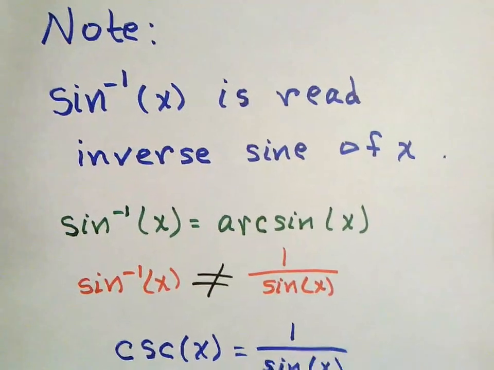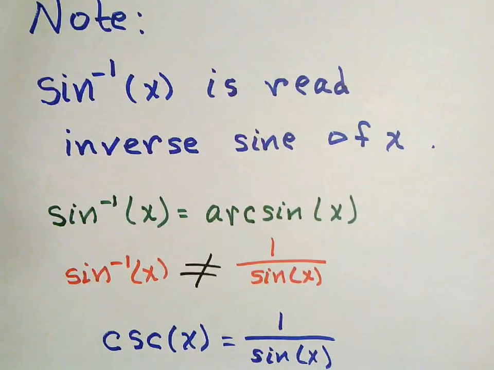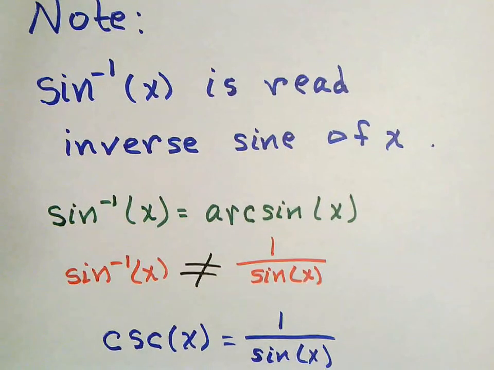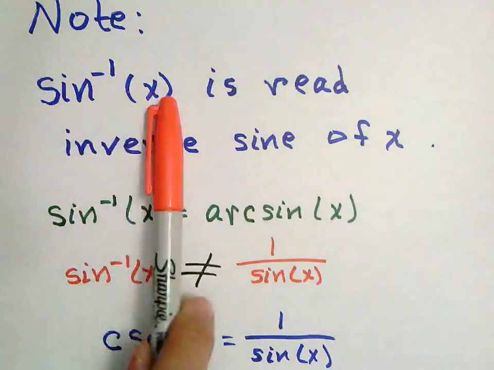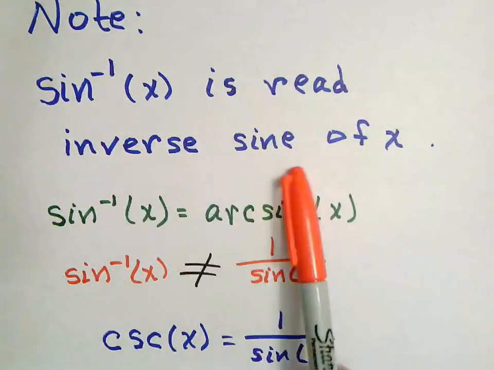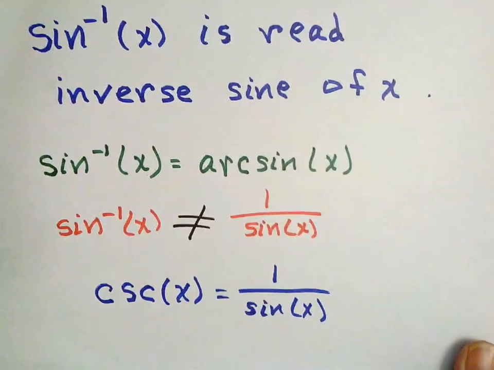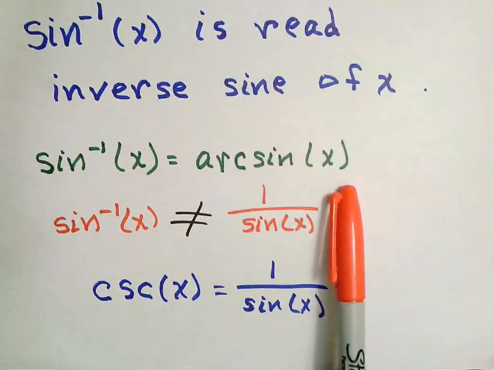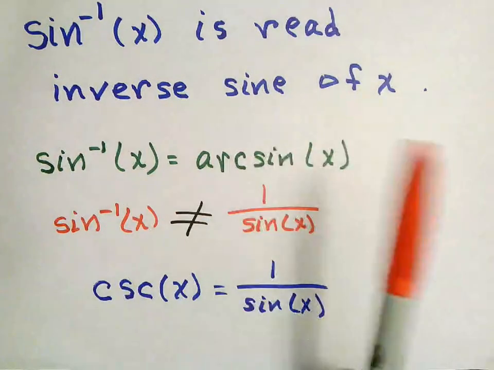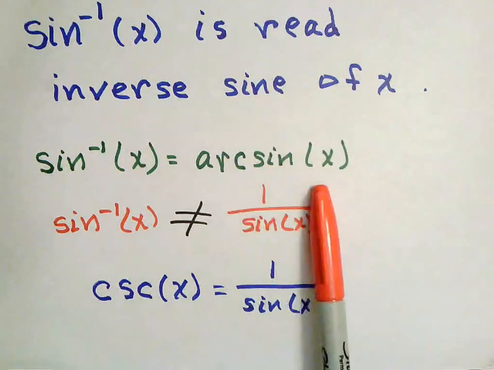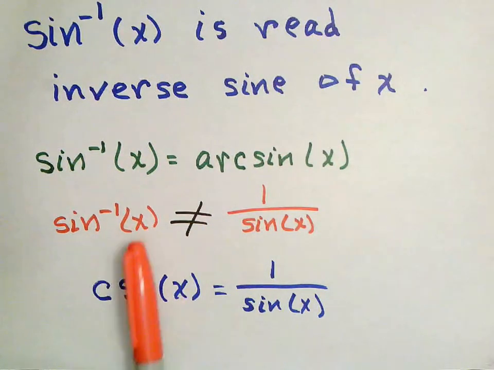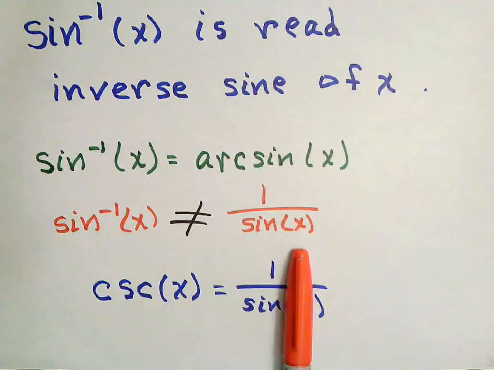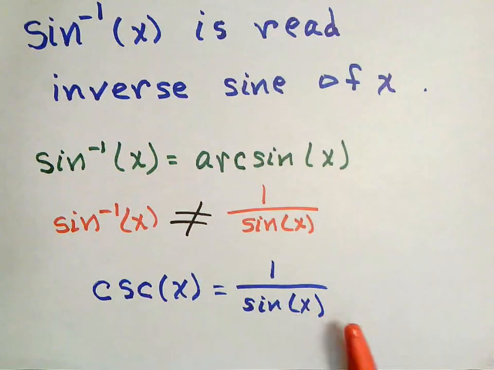Make a note, please, that inverse sine of x, sine to the -1 of x, is always read inverse sine of x. And another name for inverse sine of x will be arc sine. So you could say instead of inverse sine of x, you could just say arc sine, which is the very same thing. And also remember that sine to the -1 of x does not mean 1 over sine of x. It's cosecant of x that is equal to 1 over the sine of x.